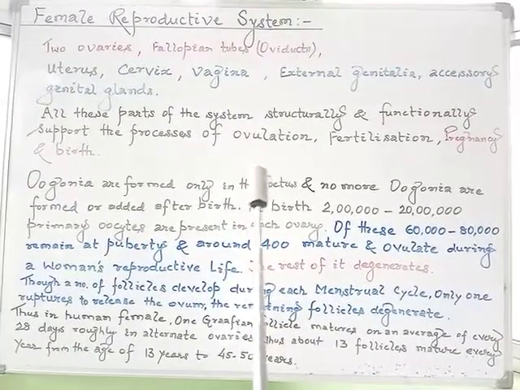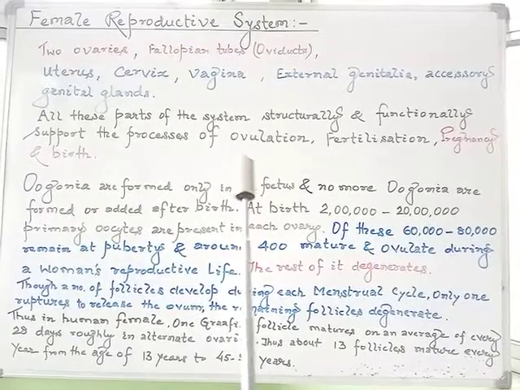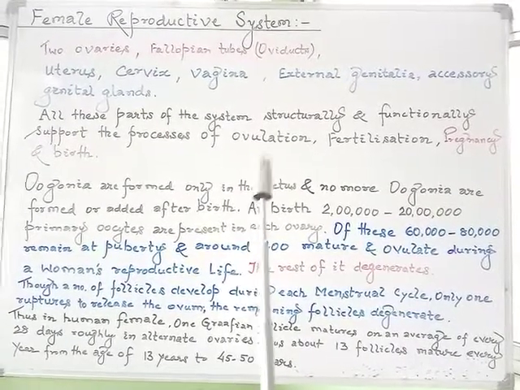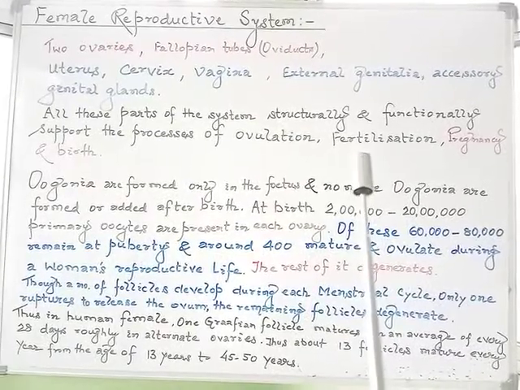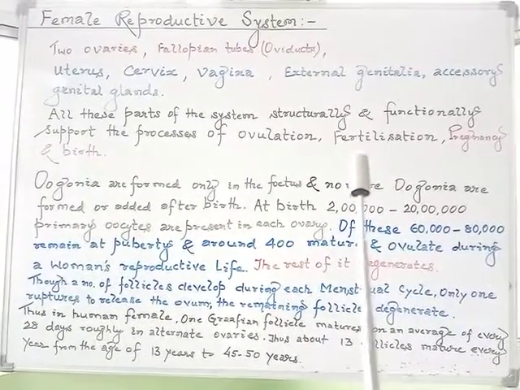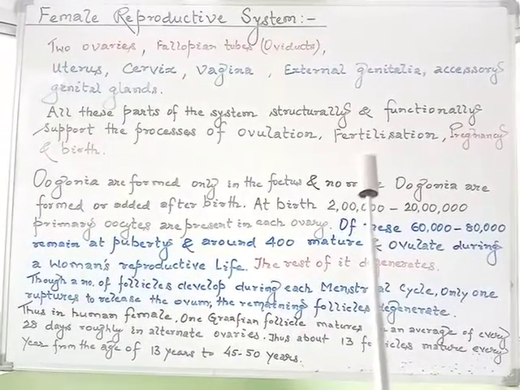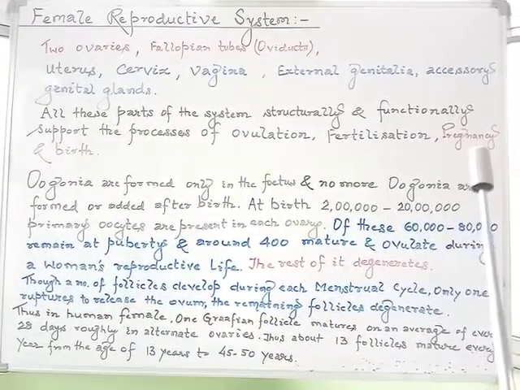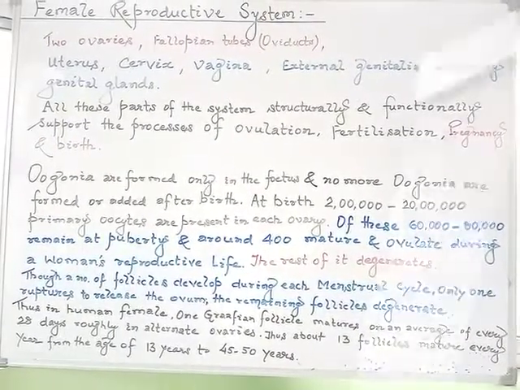Ovulation means the release of a mature ovum by alternate ovaries after attaining the age of puberty. Fertilization means the fusion of the male and female gamete. They provide the site for the fertilization process, as well as pregnancy, which means to conceive, and the birth.